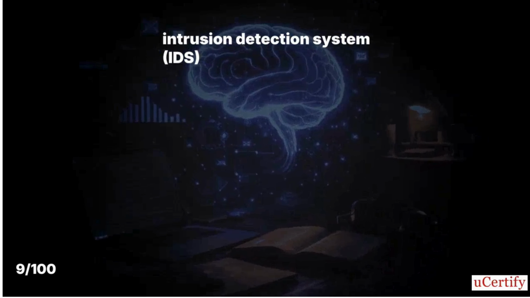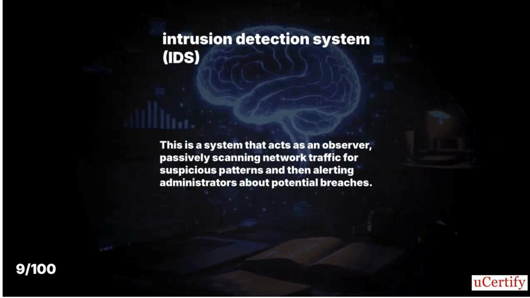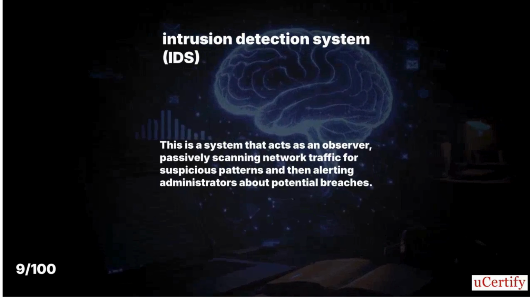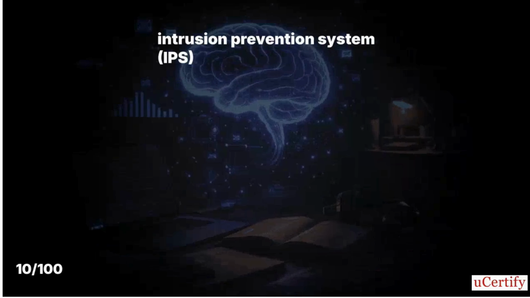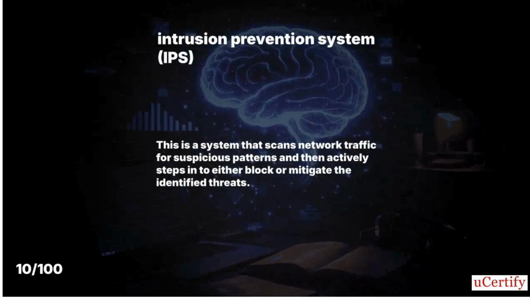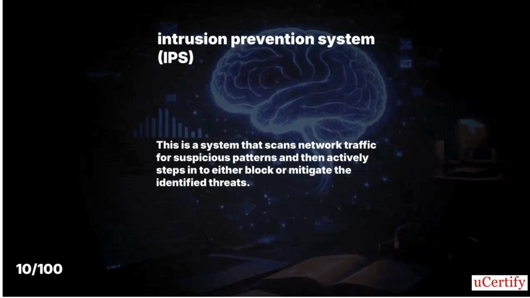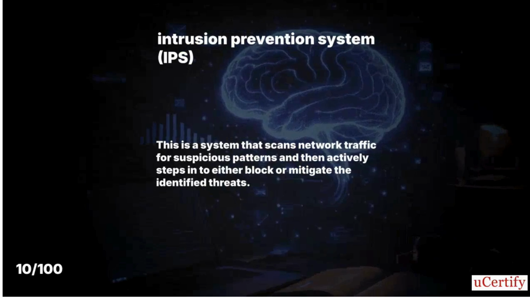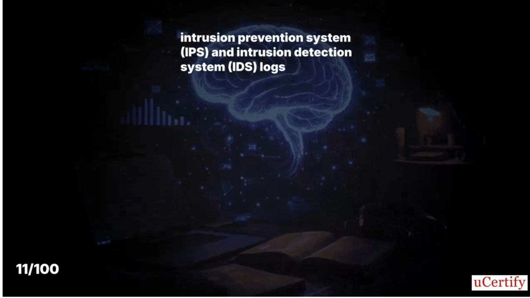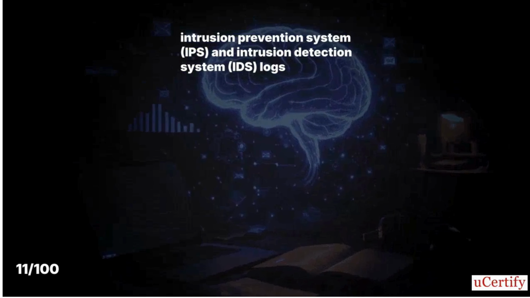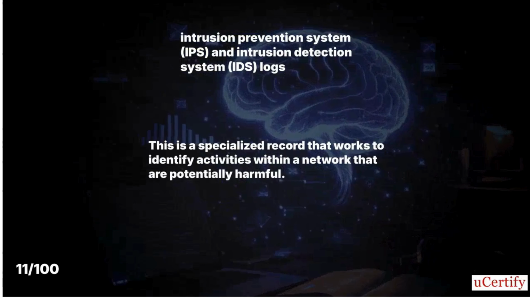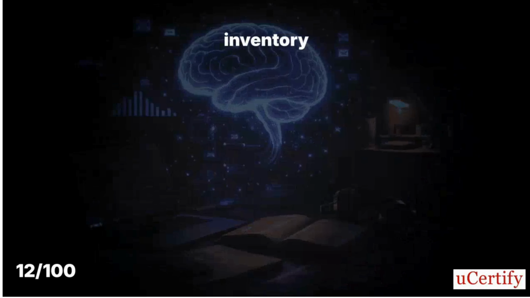Intrusion Detection System. This is a system that acts as an observer, passively scanning network traffic for suspicious patterns and then alerting administrators about potential breaches. Intrusion Prevention System, IPS. This is a system that scans network traffic for suspicious patterns and then actively steps in to either block or mitigate the identified threats. Intrusion Prevention System, IPS, and Intrusion Detection System, IDS, logs. This is a specialized record that works to identify activities within a network that are potentially harmful.